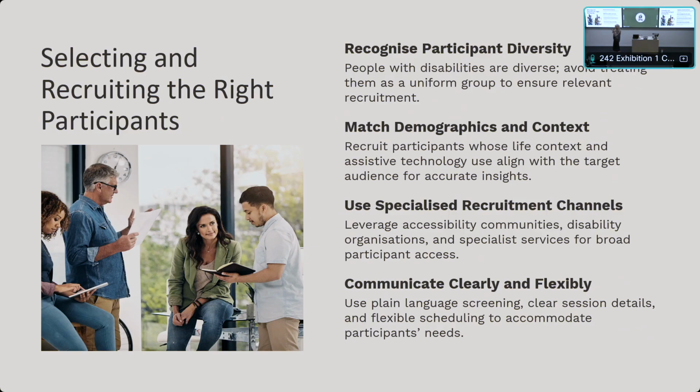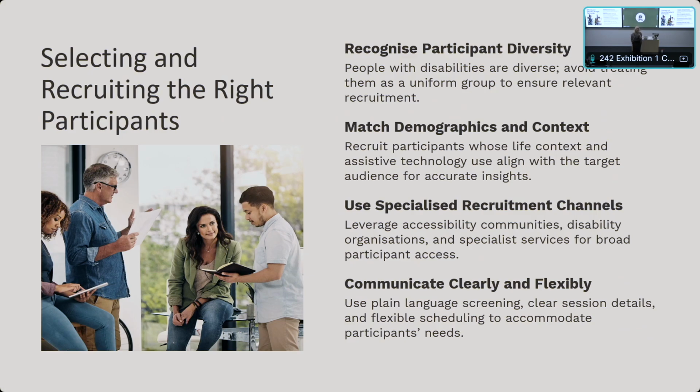Use specialised recruitment channels. I will spruik shamelessly Intopia Connect. We have a panel of about 300, but it's not just us. There are other places that you can recruit people with disabilities. Not a lot of specialised.